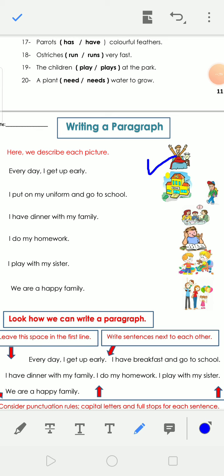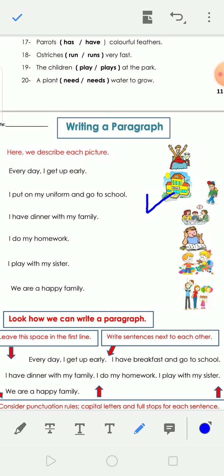Every day I get up early. Do you remember that we start the sentence with a capital letter and we put a full stop at the end? Great, let's move to the next one. Look at this picture and try to describe it. Yes, we can say, I put on my uniform and go to school.